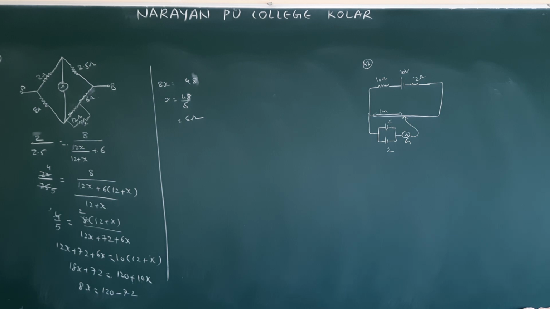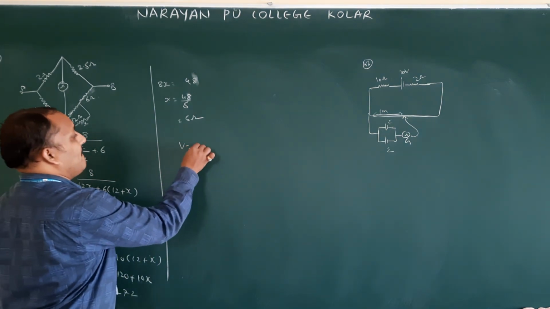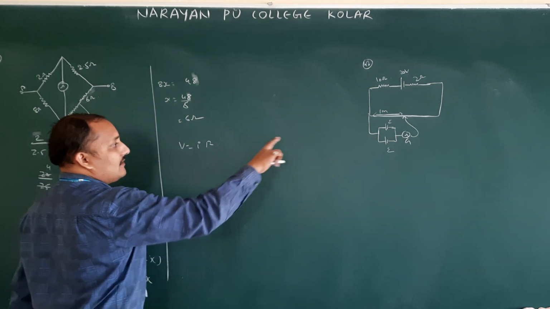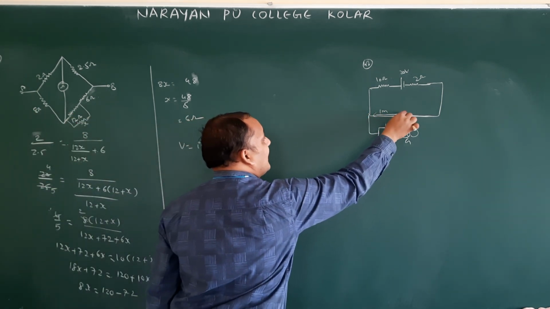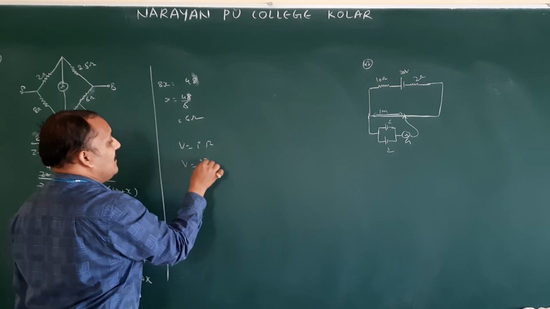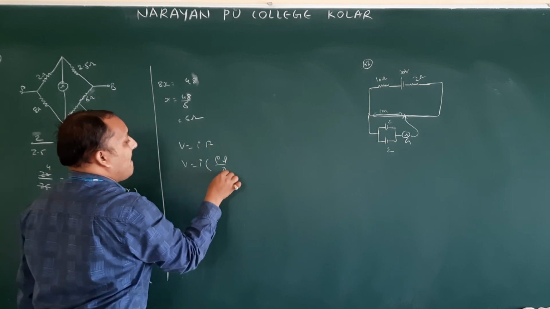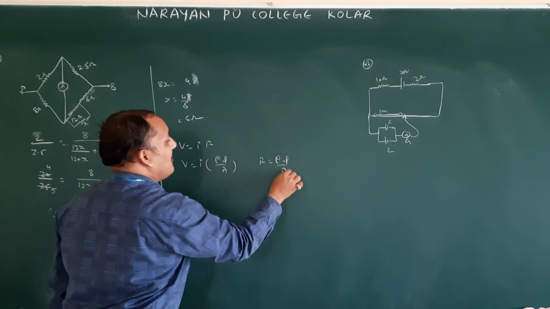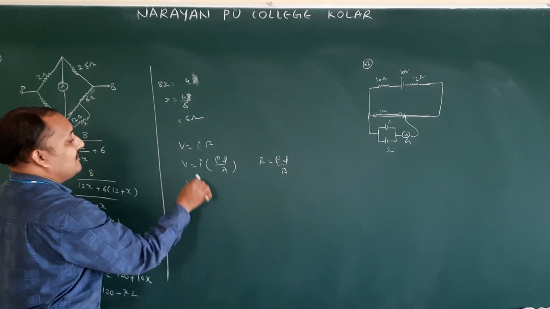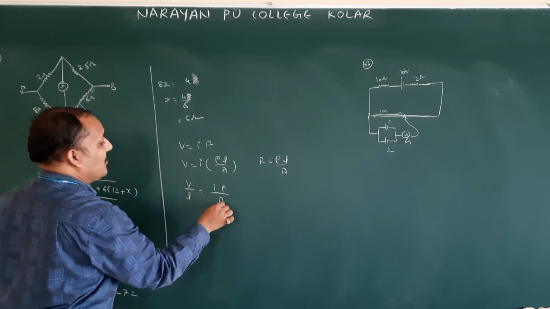Next, see the question number 41. The resistivity of the potentiometer wire they gave, rho, and area of cross section 5 into 10 power minus 6. If the current in the wire is 2 amperes, they ask for the potential gradient. Current in the wire 2 amperes they give. What is the formula? V is equal to I into R, and R is equal to rho L by A. So potential gradient means V by L, V by L equal to I rho by A.